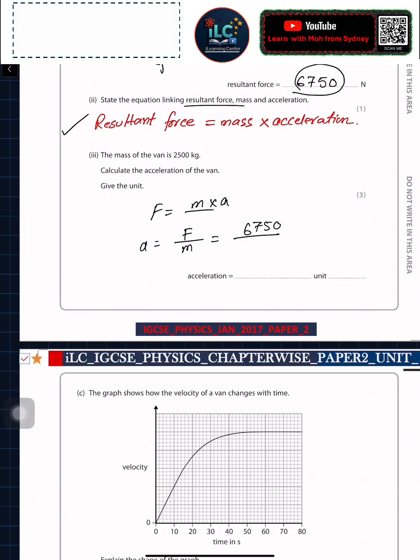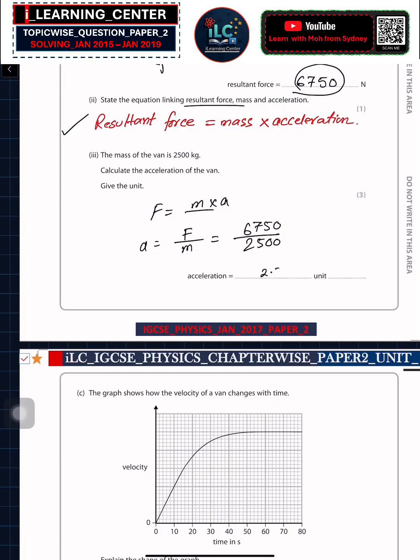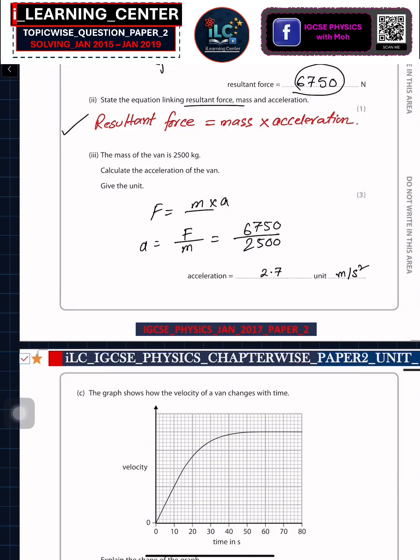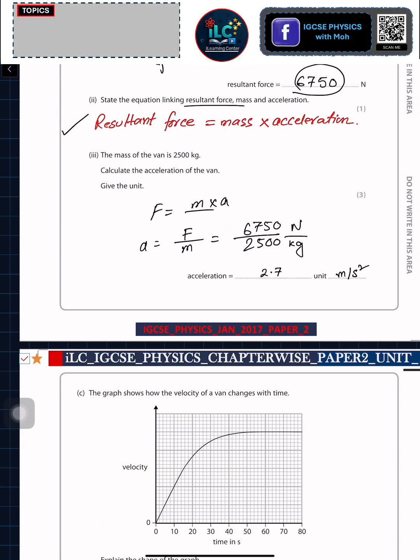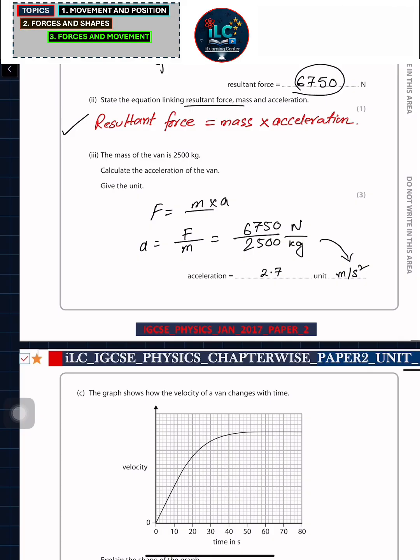So here the mass is 2500. So the answer is 2.7. And of course the unit is meters per second squared. When you have newtons and you have kg, you always get your answer in meters per second squared. That's the SI unit of acceleration.